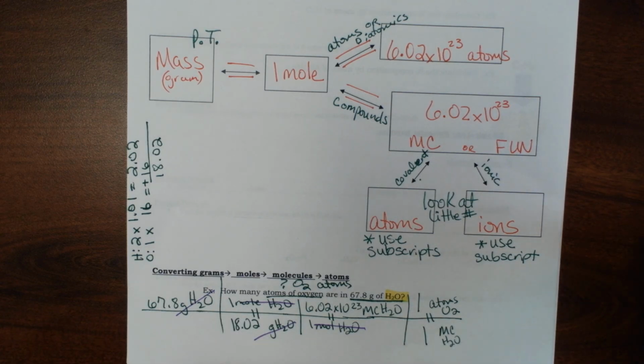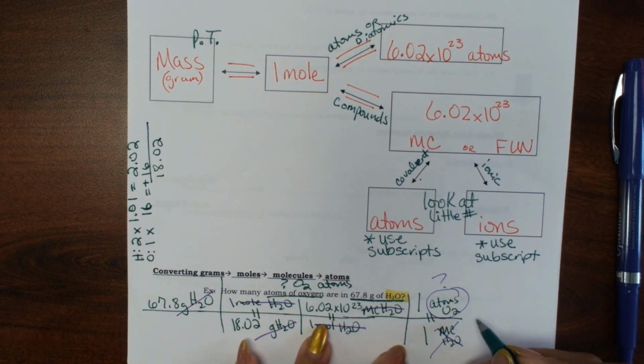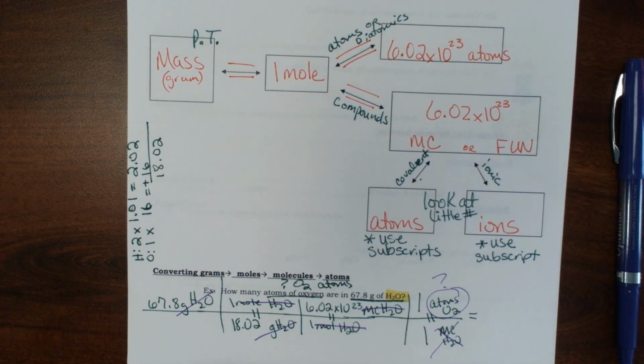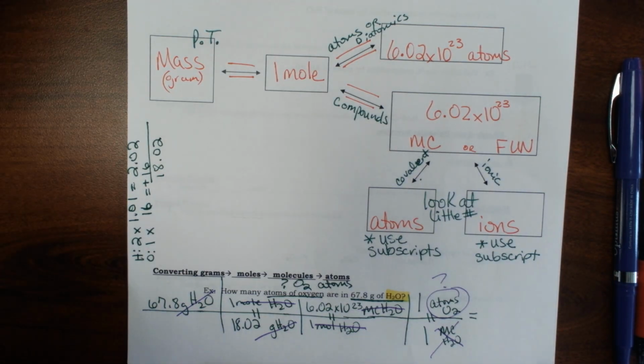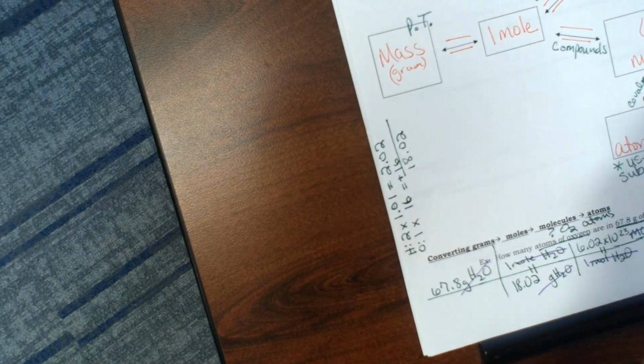Now my molecules get to cancel out, thank goodness. I'm left with atoms of O2, which is what I wanted. I get to stop my math. Multiply everything at the top, multiply everything at the bottom. Imagine this as a big division sign. Then you can divide those numbers, or you can shoot it all in your calculator at one time. I'm going to move this over to the side and write the answer.